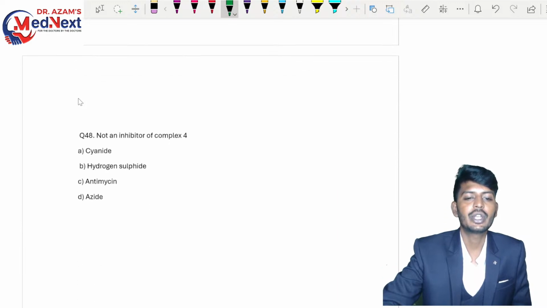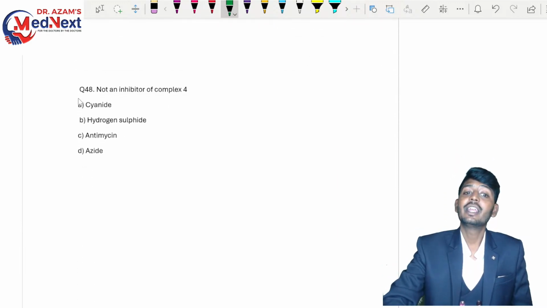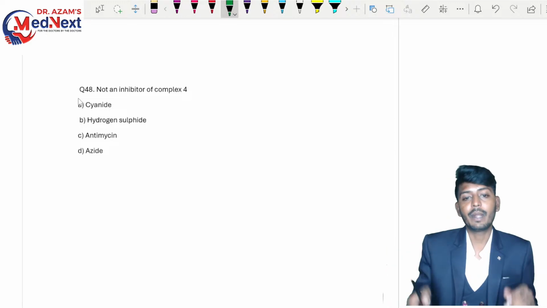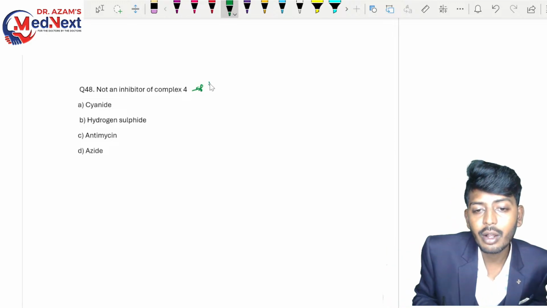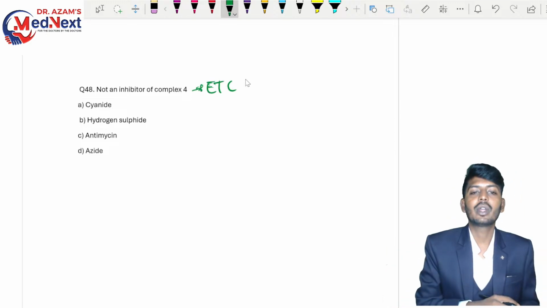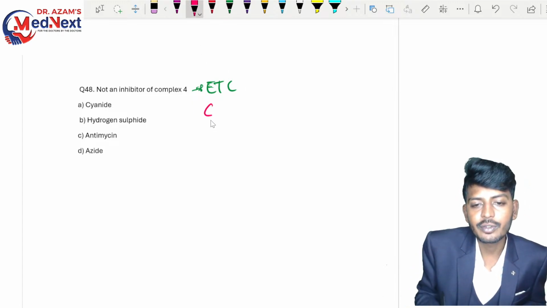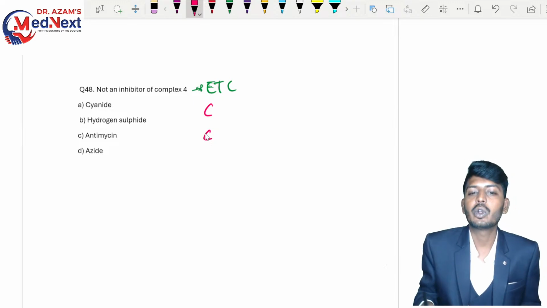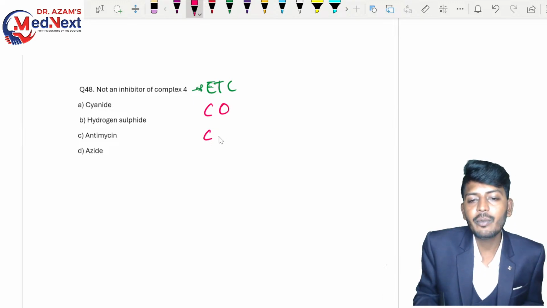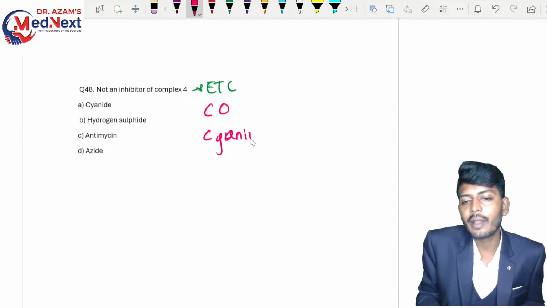Let's go to the next question. Not an inhibitor of complex 4. बढ़िया, complex 4 होता है कहाँ पे सर? Electron transport chain. Okay, so complex 4 का inhibitor का list बताता हूँ, याद रख लो. 2 C's. Okay, what are the 2 C's? One is carbon monoxide, one more is cyanide. ये तो सबको याद होता है.